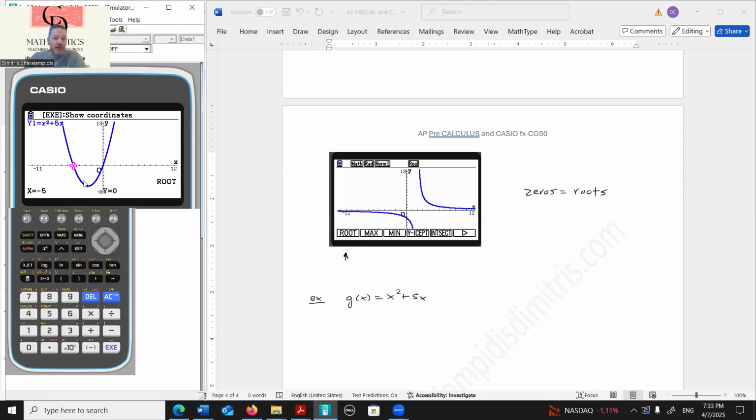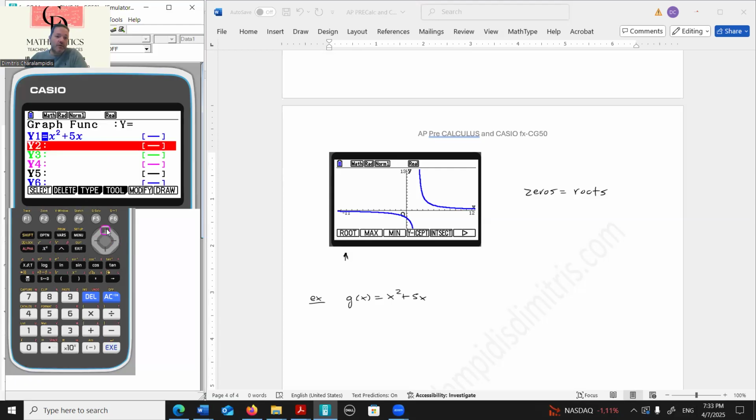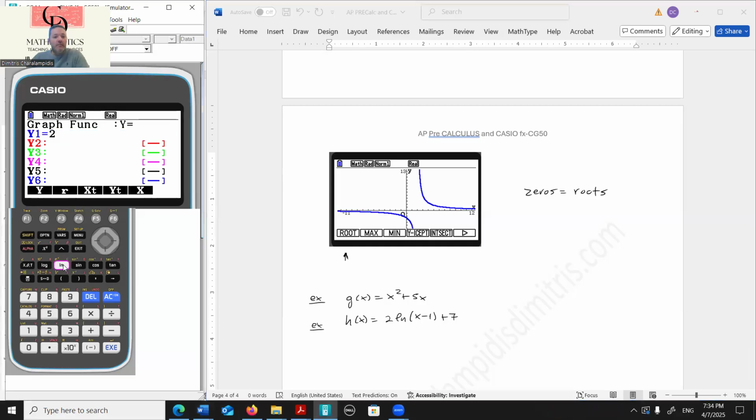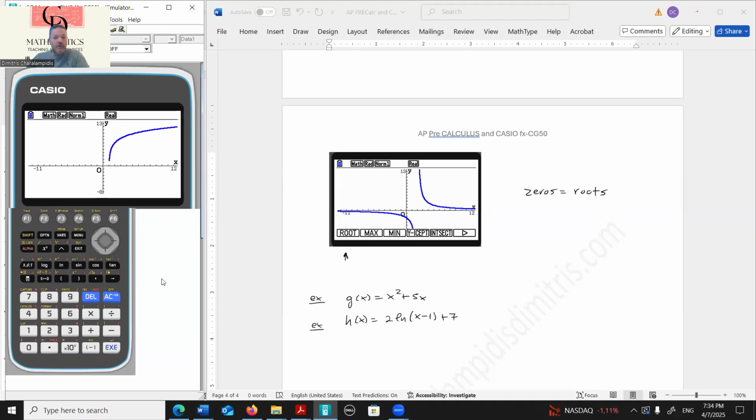You see that the cross highlights the first root, but I can see that there is another one. How can I reach that other one? By moving the cross to the right. So there they are, -5 and 0. Let's draw another one. Before we had h of x equals ln of x minus 1 plus 7. So let me plug this expression here, ln of x minus 1 plus 7, Exe, draw, it's this one.